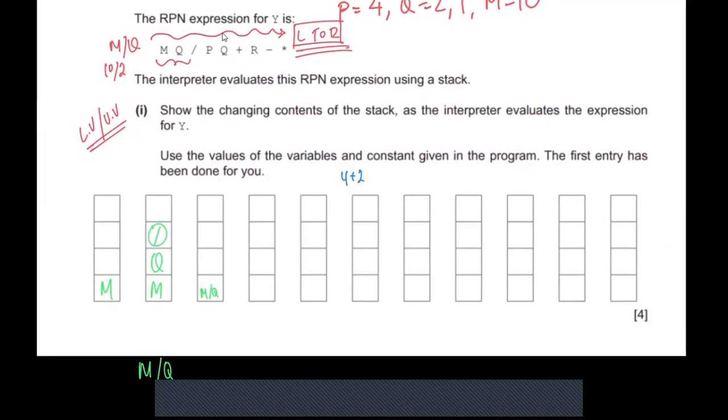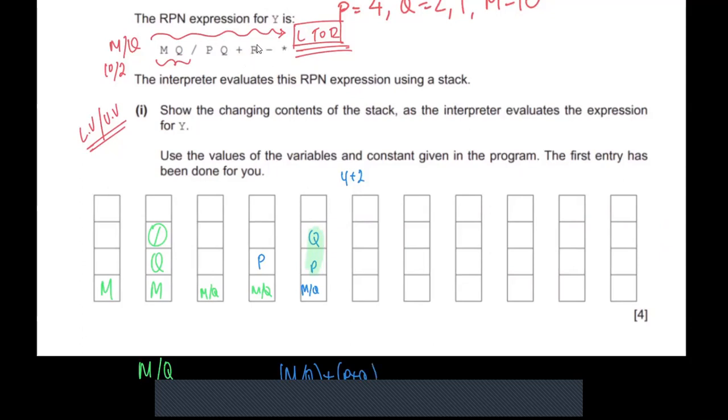Then we've got P. So M by Q, then P, then we have a Q. So it's going to be M by Q, P, Q. Then we've got the plus operator. By the convention of the rules, look at the top two values of the stack. So it's basically going to be M by Q and, we can put a bracket in this case, P plus Q.